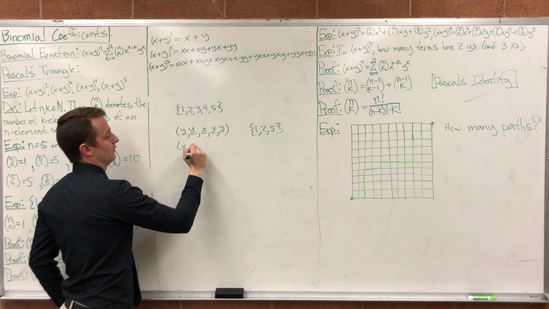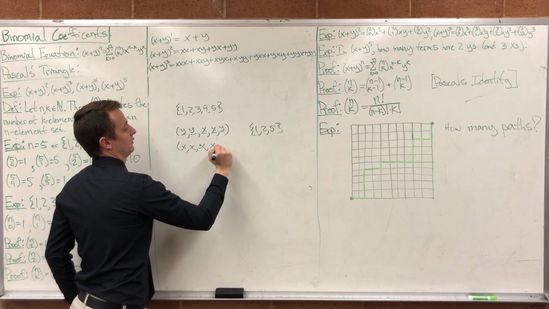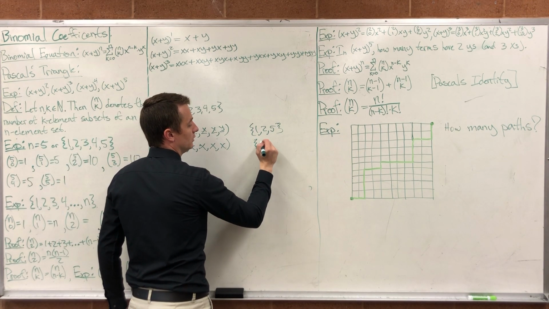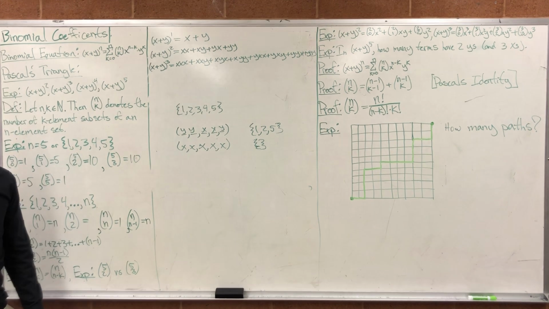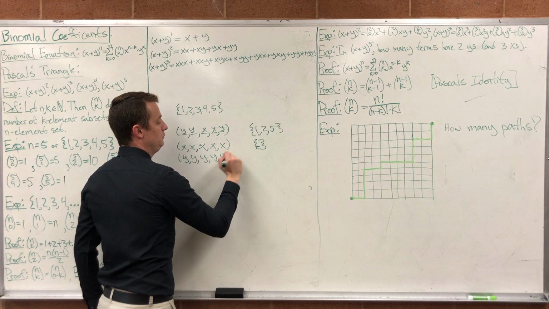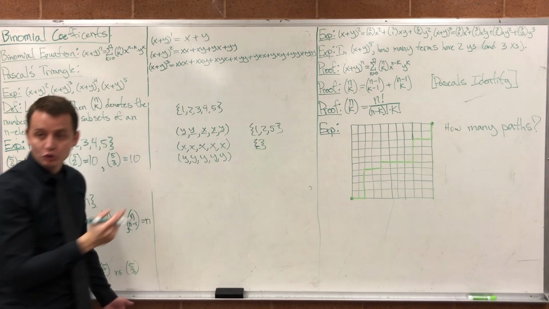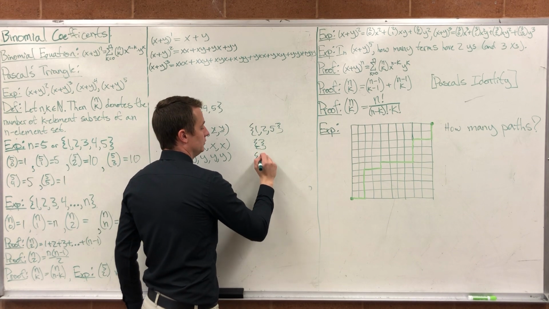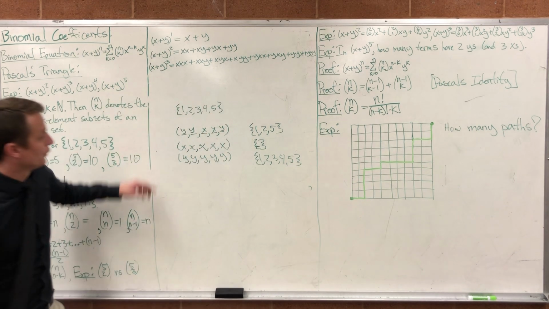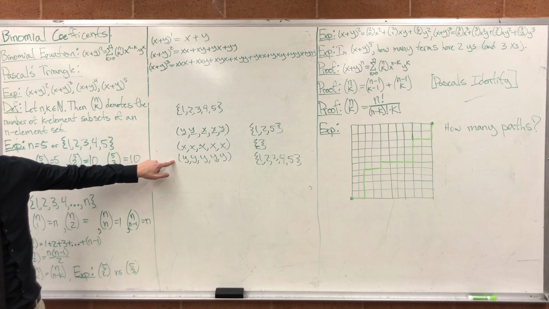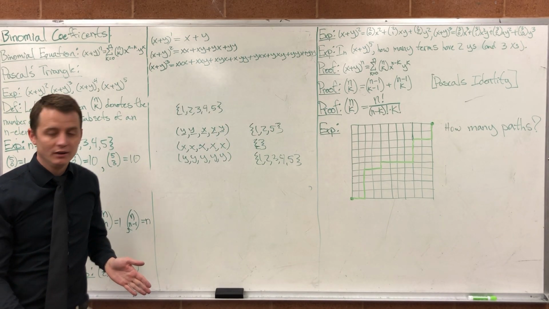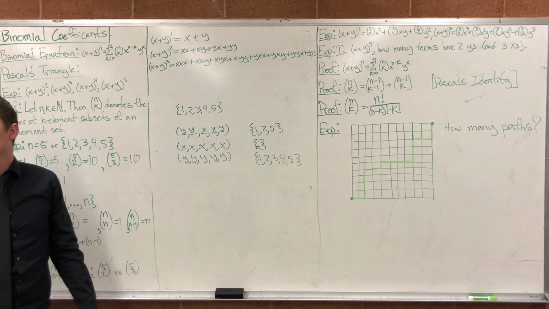If I did x, x, x, x, x, what subset is that? That's the empty set. We're saying don't include any of them. If I did y, y, y, y, y, what would that be? That would be including all of them. So it's 2 to the n, or 2 to the 5. You see that every one of these lists corresponds to one and only one of these subsets. And how many of these possible lists are there? 2 to the 5.